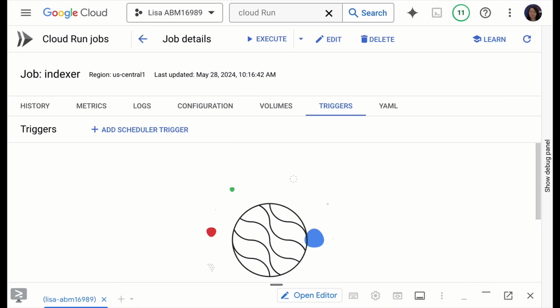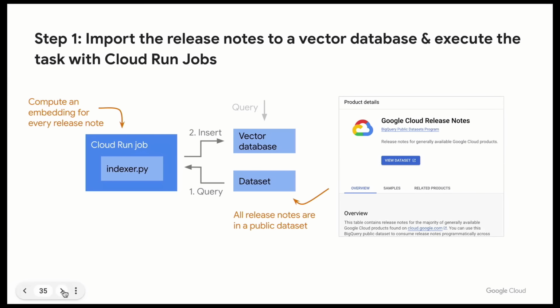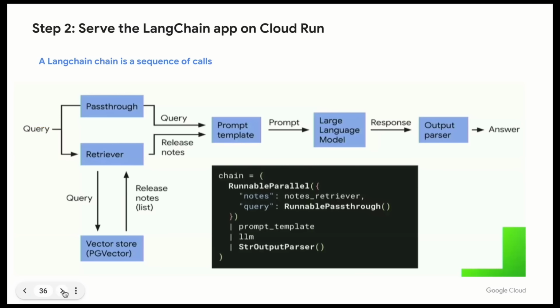So that's the first step. Let's go back to the slides quickly. We've done this release notes conversion into the vector database. Now let's take a look at the main logic of this application. For this, we're going to use LangChain. In my environment, I used the LangChain CLI to set up a base folder that populates some of the base files.